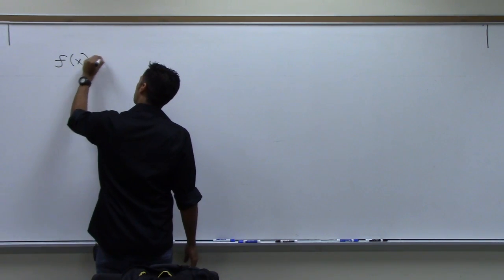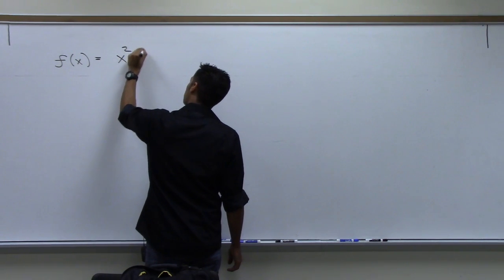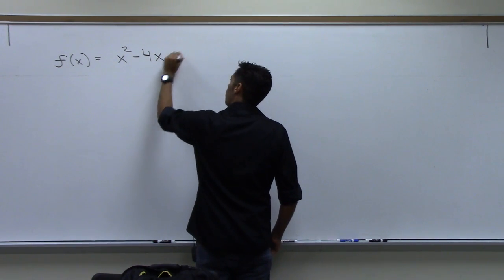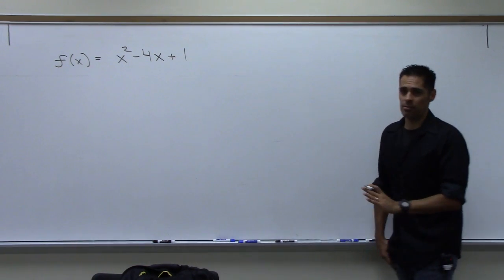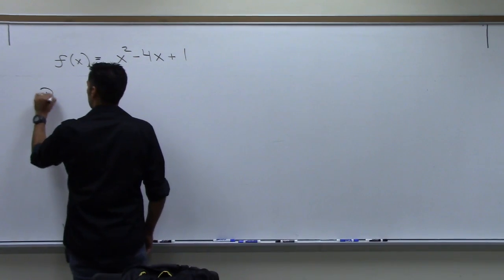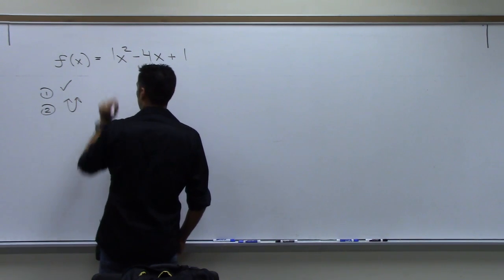f(x) equals x squared minus 4x plus 1. So I'm going to run real fast through this, all right? You ready? Here we go. Real fast. It is that. It opens up because it's a 1 here.